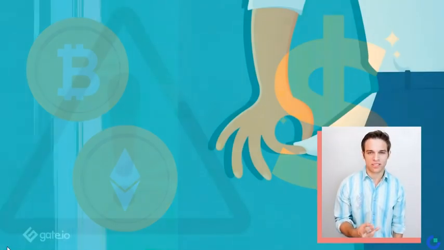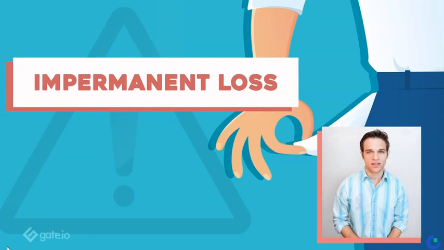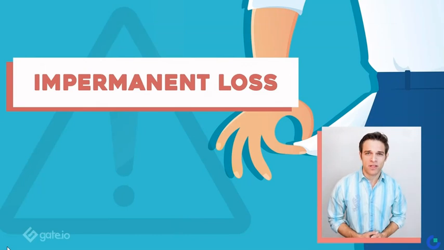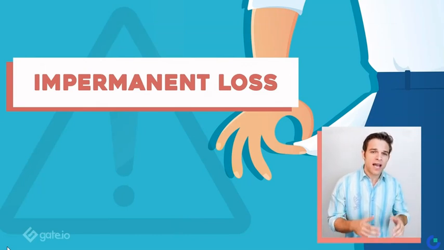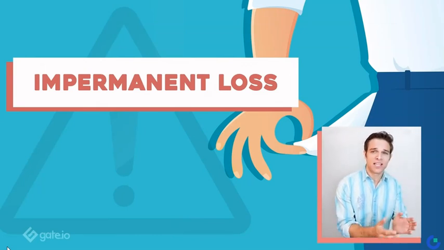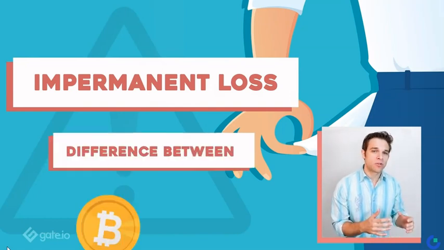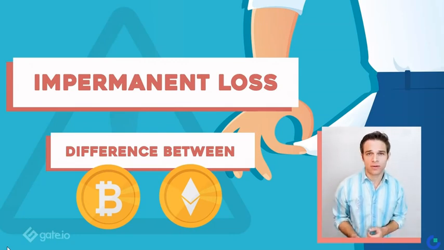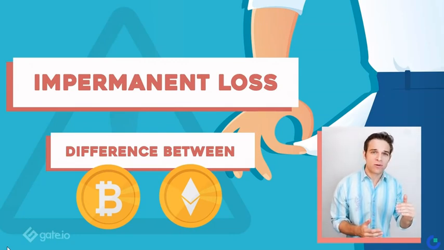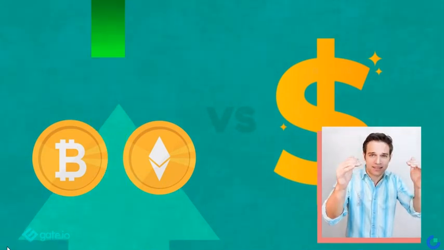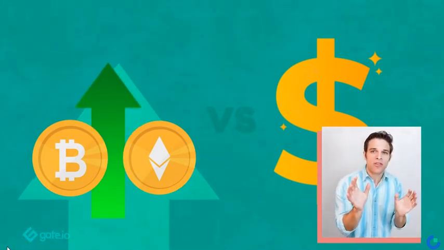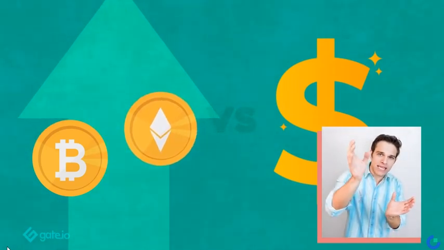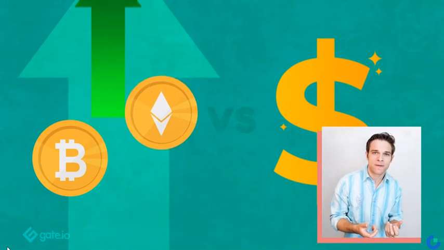The second type of risk is called impermanent loss. Now, this name is somewhat misleading. We'll go a little bit more in depth into it, but basically this is not the difference between the assets and the US dollar, but the difference between the two assets. So in this case, it would be Bitcoin and Ethereum. If the value of Bitcoin and Ethereum both rise against the US dollar, but Ethereum rises faster, then the exchange rate between Ethereum and Bitcoin would change.